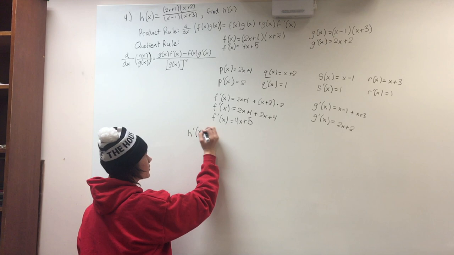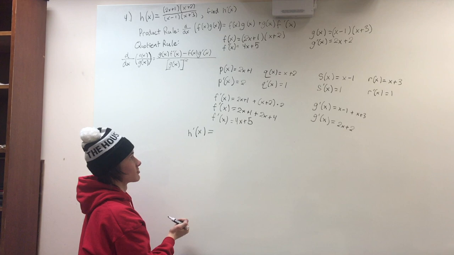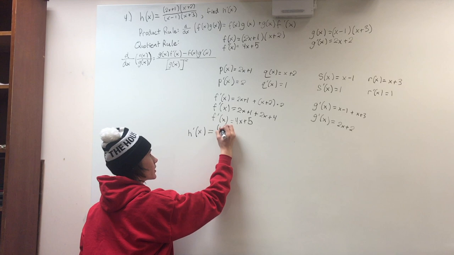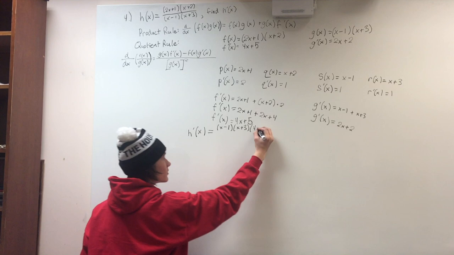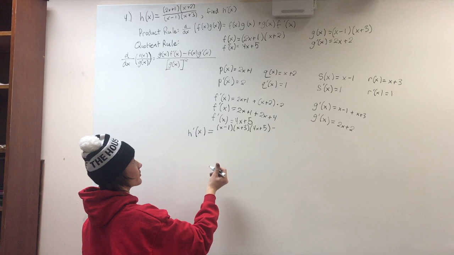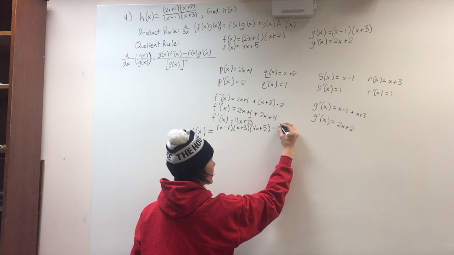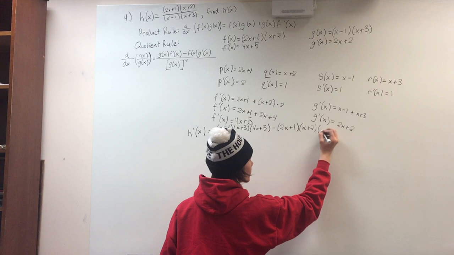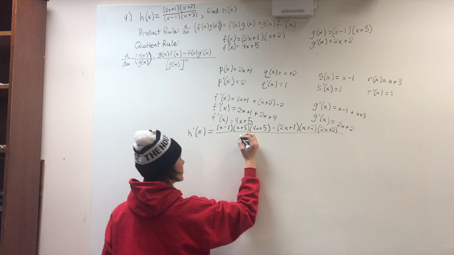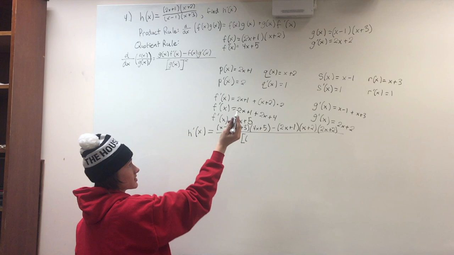As we begin to apply this, the derivative of h of x equals, and this is where we're using the quotient rule, we start with that g of x, which is x minus 1 times x plus 3, multiplied with the derivative of f of x, 4x plus 5. Now we're going to say minus, and we take that f of x, which is 2x plus 1 times x plus 2, multiplied with the derivative of g of x, 2x plus 2. And this is all over g of x squared, where g of x is x minus 1 times x plus 3.